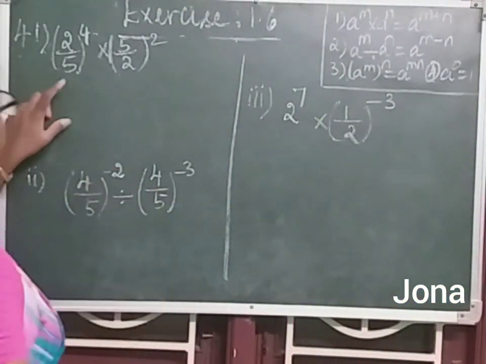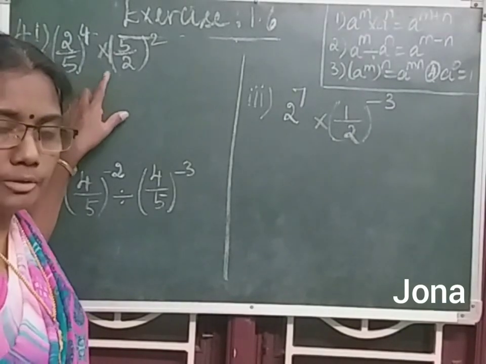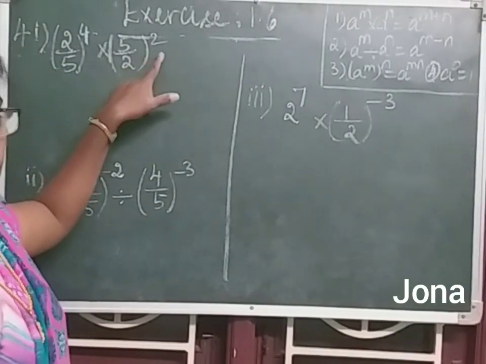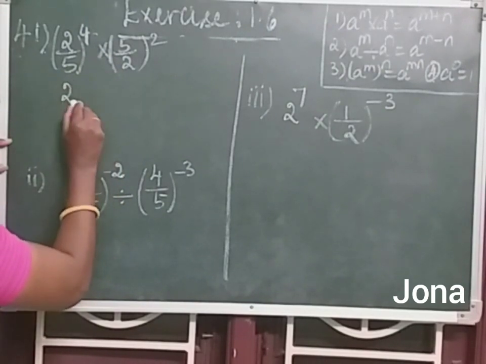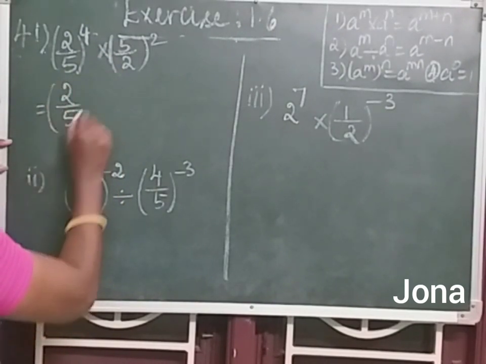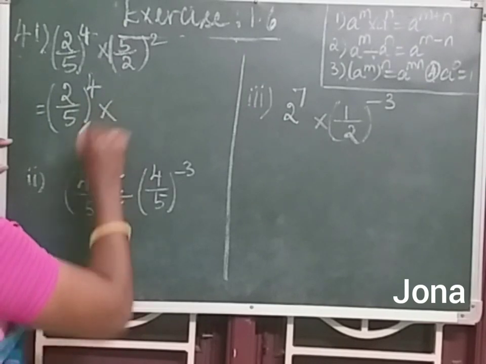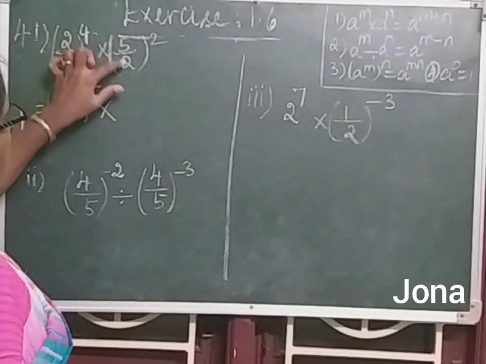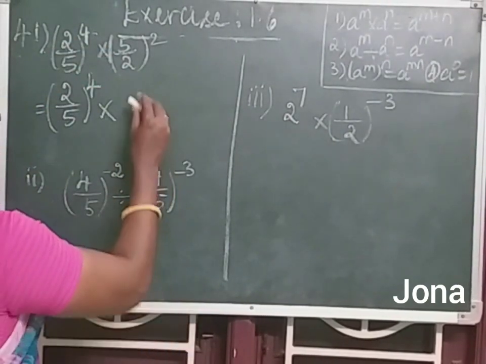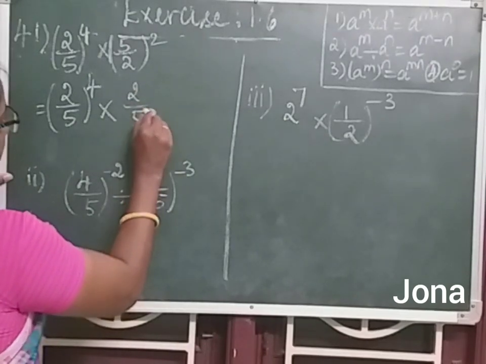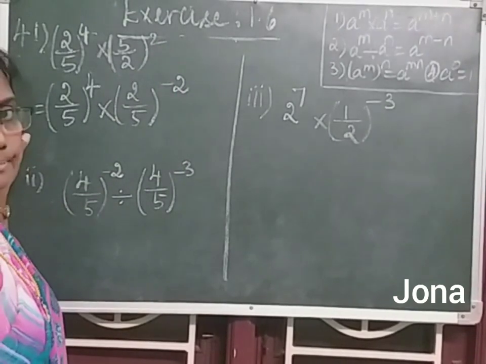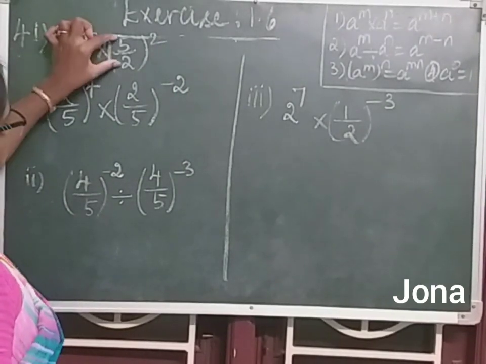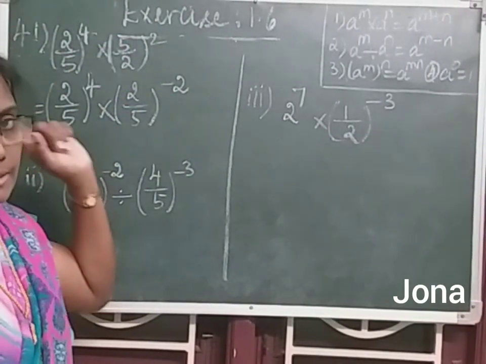(2/5)^4 into (5/2)^2. Okay, so I want to write this power as (2/5)^4 into, I can take this (5/2) as (2/5). When I change this, I have to change the sign of the power, isn't it? So when I take the reciprocal of this, I have to change the sign.